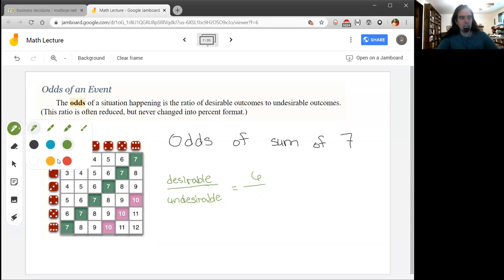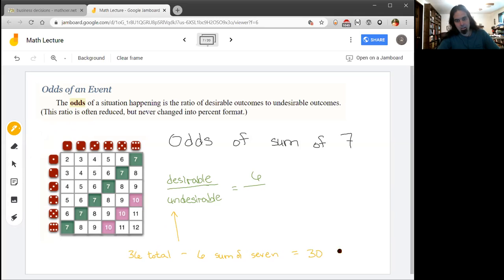So I have to take the 36 total, subtract away the 6 that were the ones we wanted, and say the bottom is now 30.